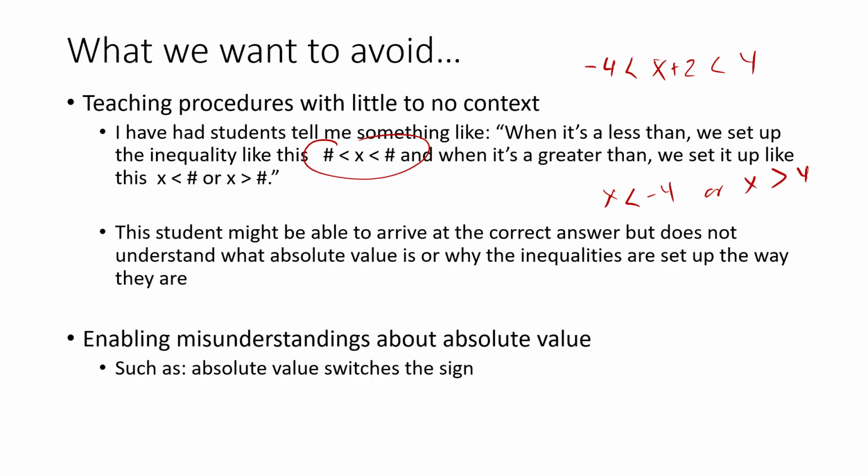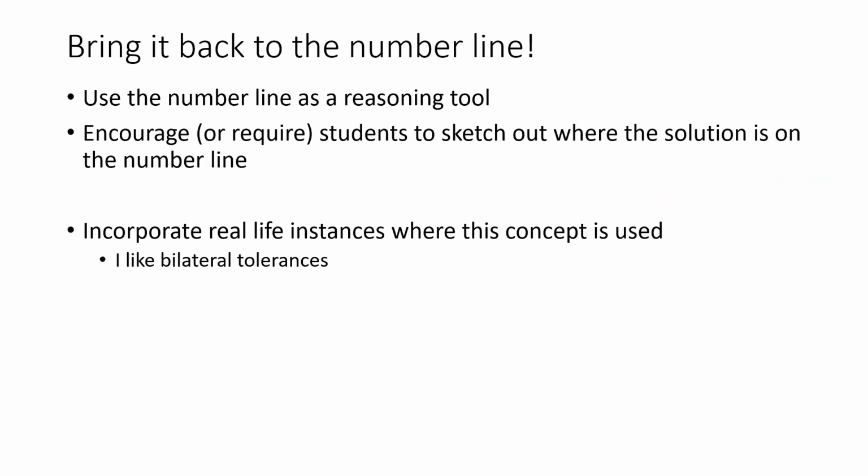So there is no, what I call, math voodoo of switching signs around. It's about the distance from 0 on the number line. And we're using that model, and we're using that tool to picture what it is we're doing when we're solving these kinds of problems. Bring it back to the number line. Use the number line as a reasoning tool. Encourage or even require students to sketch out where the solution is on the number line.